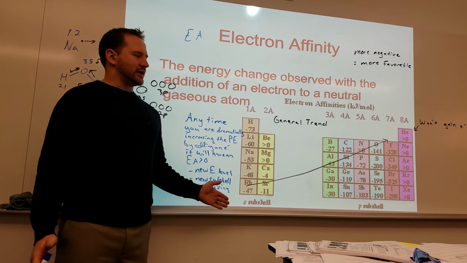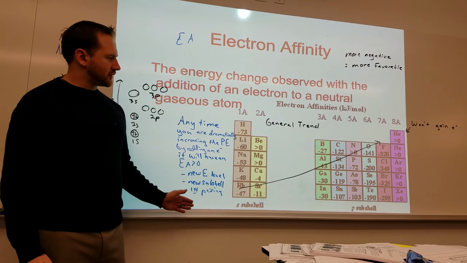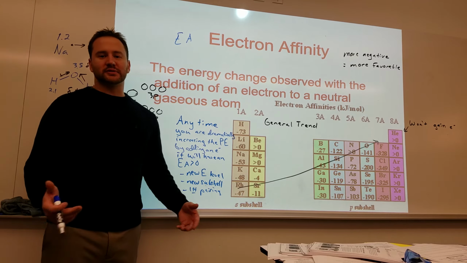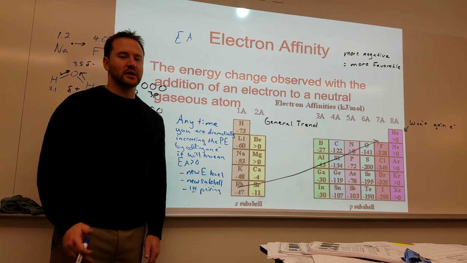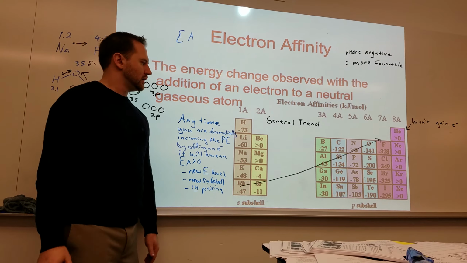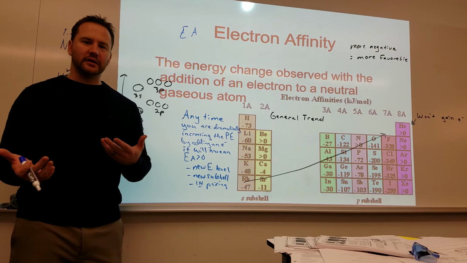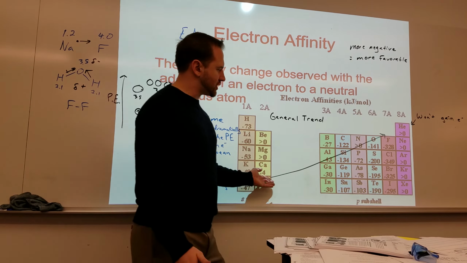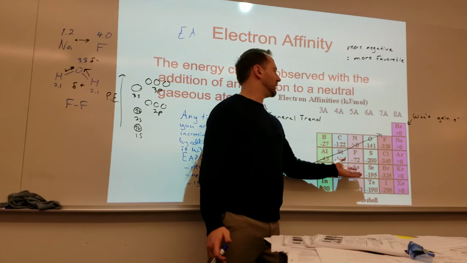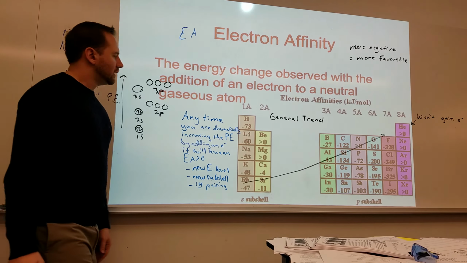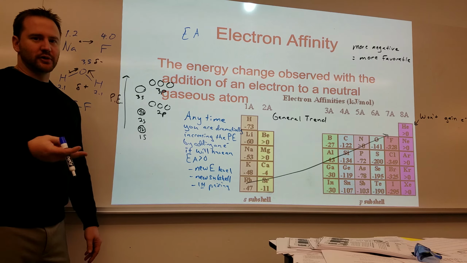This has a general trend that you can observe: it increases as you go up and to the right. But there are several exceptions to this trend, and we're going to go over those in this video. As we know, nonmetals like to gain electrons, and this shows that. You can see in general it increases and becomes more negative as you head up towards fluorine. Now, three exceptions I'm going to go over.